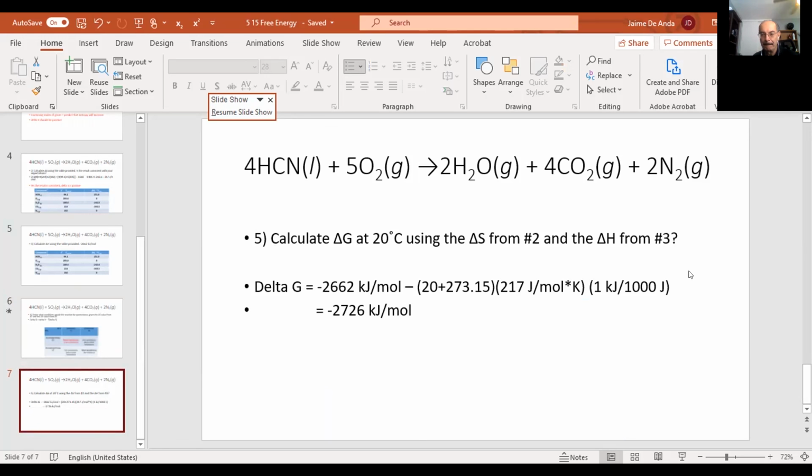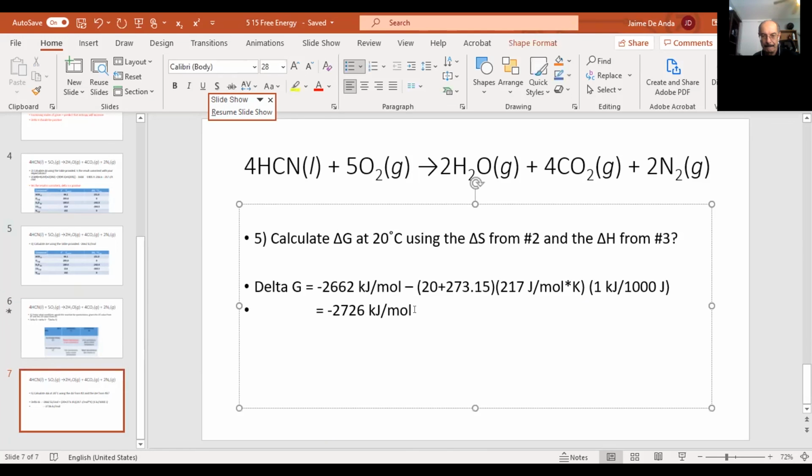I'm sorry, yeah? It seems like Dixie also got the same number, but she actually, or he, I'm not sure, sorry, has the answer in positive 2,662. If that were the case, then our answer for number 4 would just be different, right? It would be only spontaneous above the critical temperature. But it shouldn't be positive for delta H.